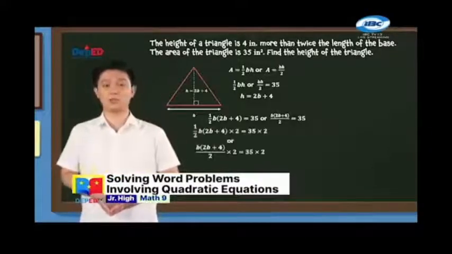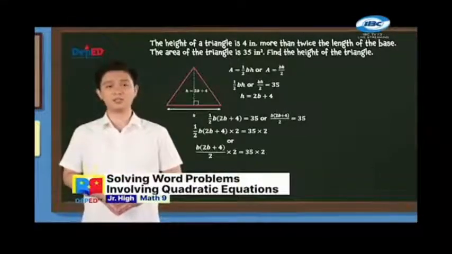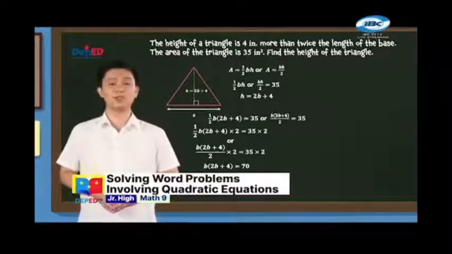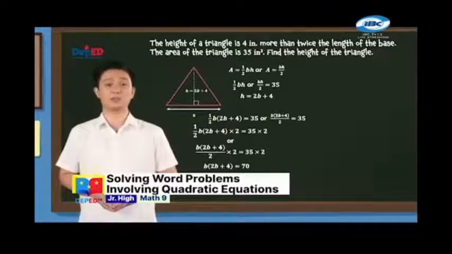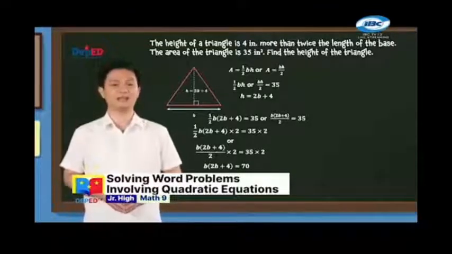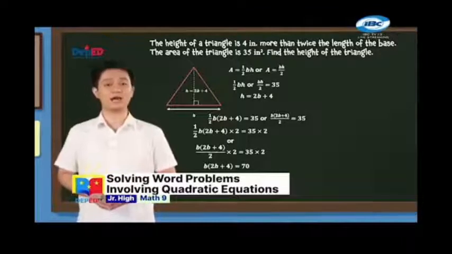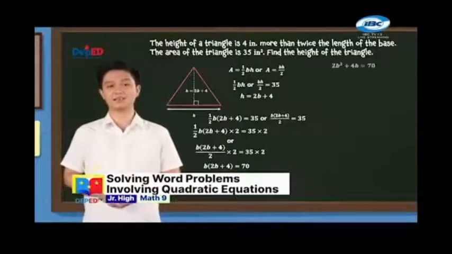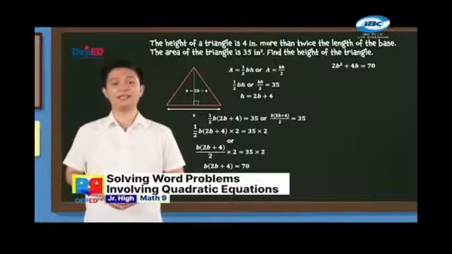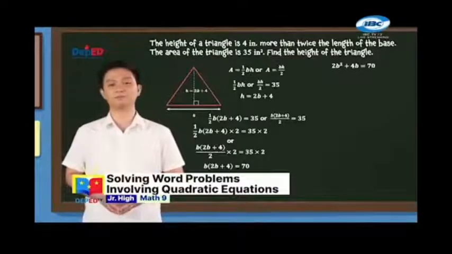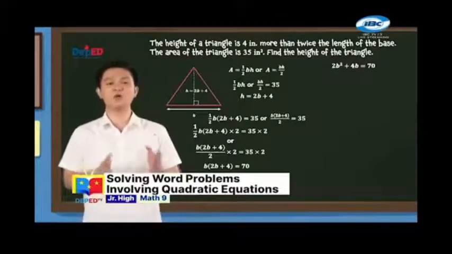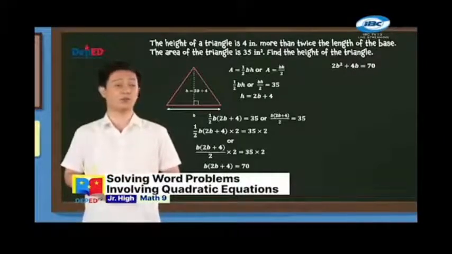Multiplying both sides of the equation by 2, the equation can be rewritten as b times the binomial 2b plus 4 equals 70. This just means that the product of the base and the height of the triangle is 70. Multiplying the quantities on the left side, the equation must be expressed as 2b squared plus 4b equals 70. Notice that 2, 4, and 70 are all divisible by 2.